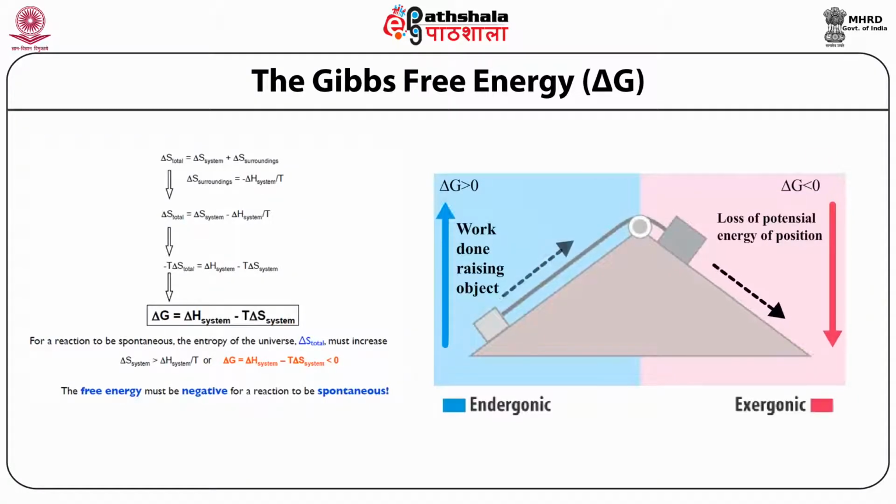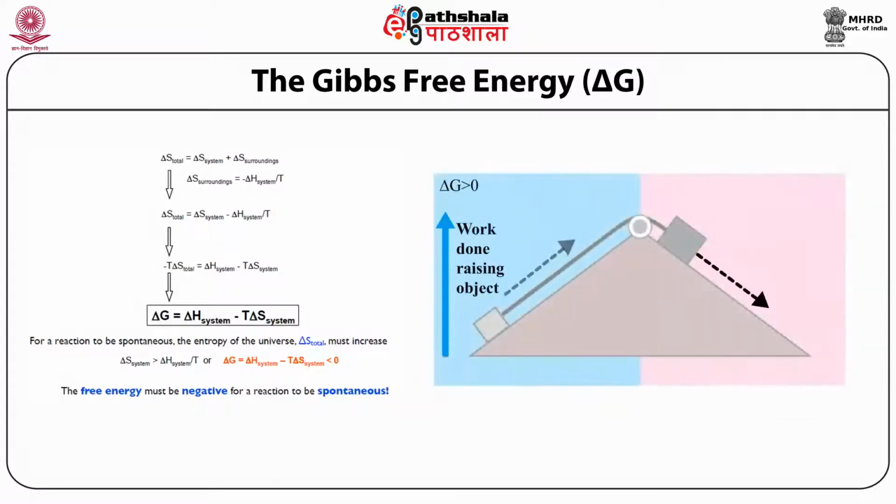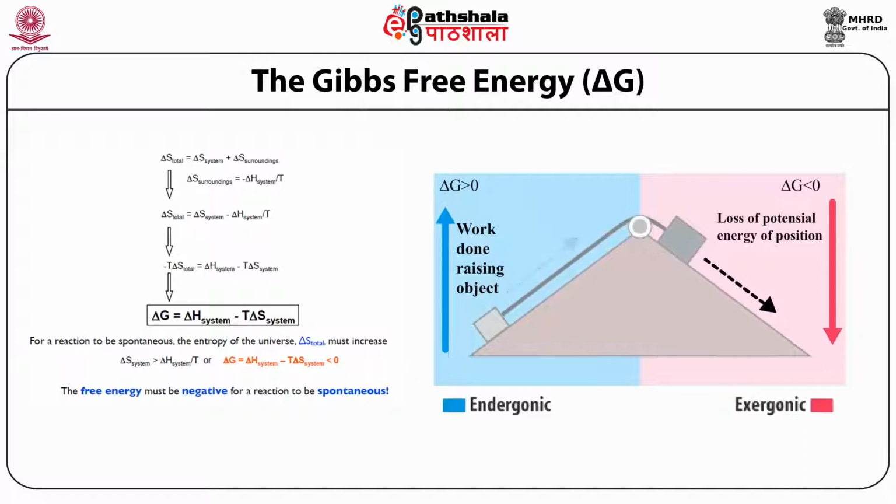The Gibbs free energy is the measure of the protein ligand interaction, and you can see here that for an endergonic reaction delta G has a positive value, like the work done for raising an object. If delta G is negative, less than 0, it is an exergonic reaction, where there is a loss of potential energy. So delta G can be defined in terms of enthalpy and entropy, and it equals delta H of the system, the enthalpy of the system, minus T delta S of the system.